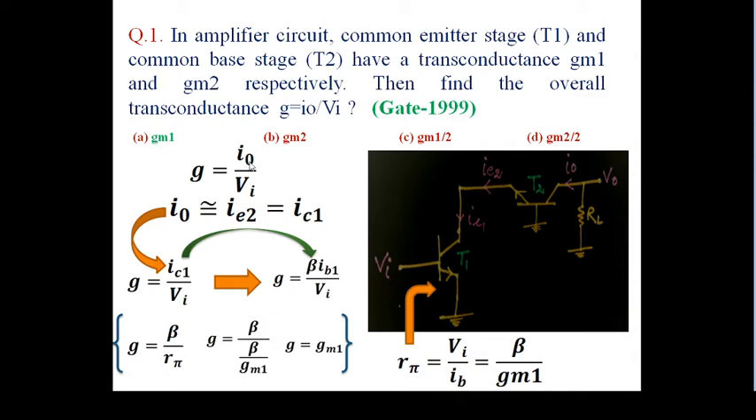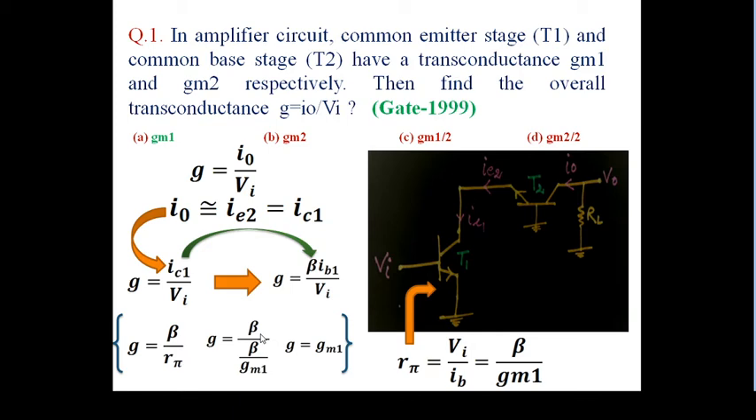Here we are putting this as the overall transconductance. IC1 we can put, because IC1 and Vi give a relationship. IC1 is beta times IB1, and Vi by IB1 is simply R pi. So R pi is simply beta by GM.